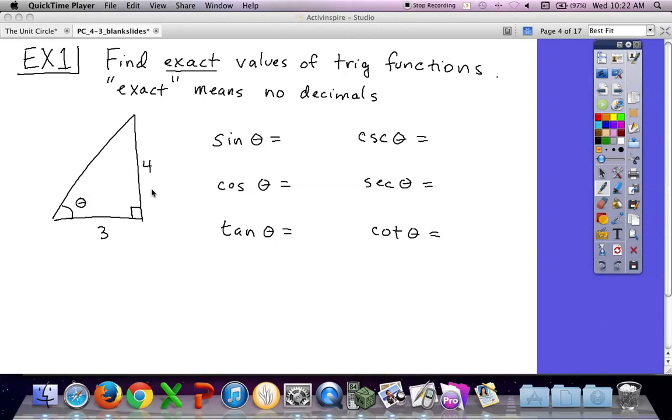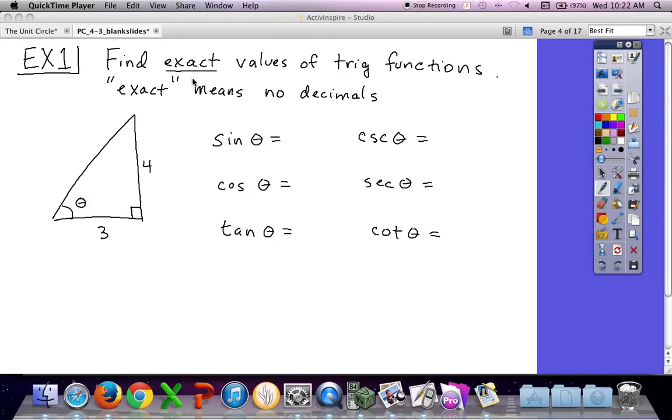Again, when it says find exact values, it means don't turn them into decimals, right? Don't turn them into decimals. Leave them as fractions, leave them as square roots, whatever, but don't round off a decimal.